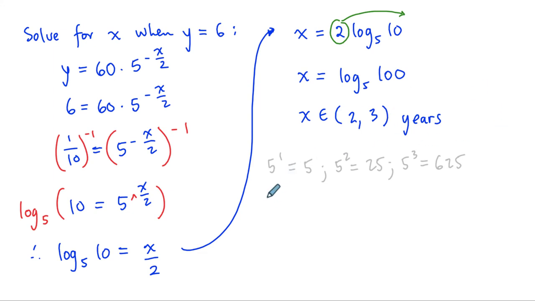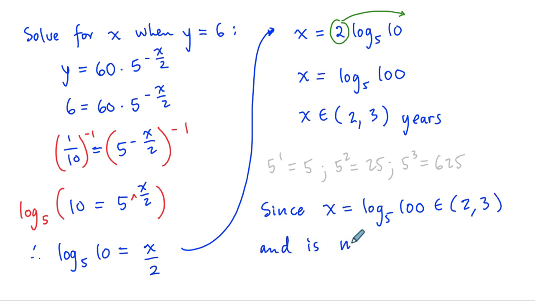So therefore, since x equals log base 5 of 100, which is contained between 2 and 3 years, and is more than 2 years, as we can judge by the graph in the table, the answer is reasonable.